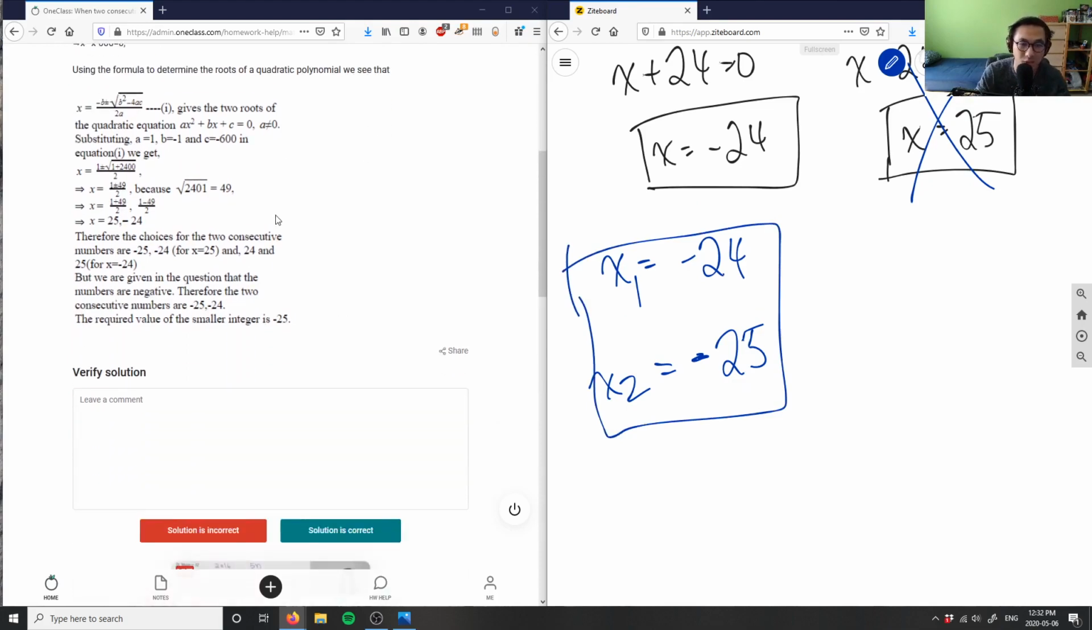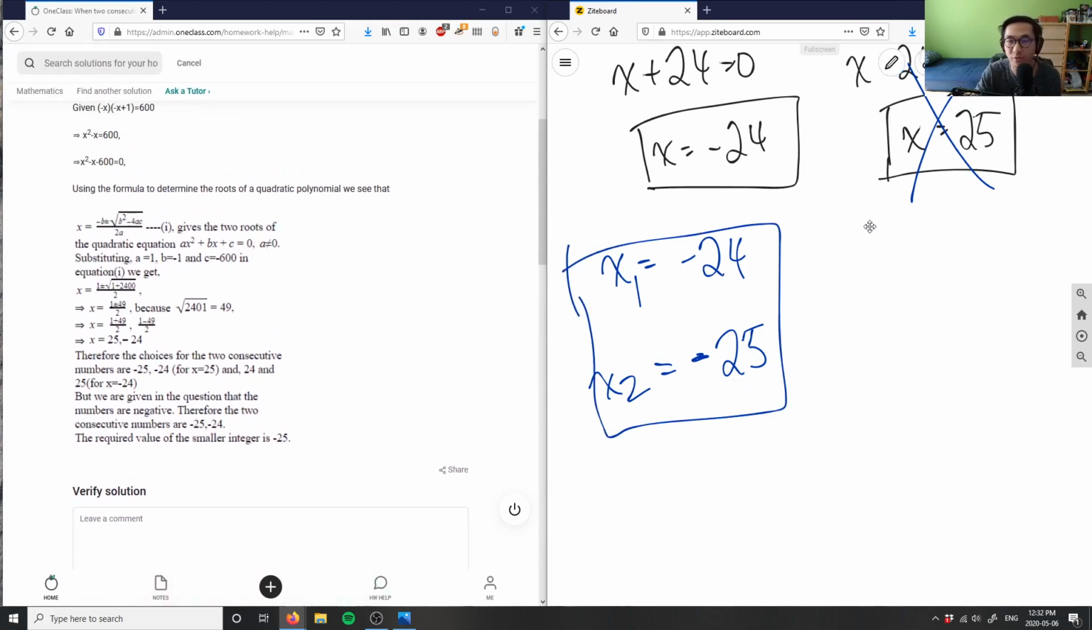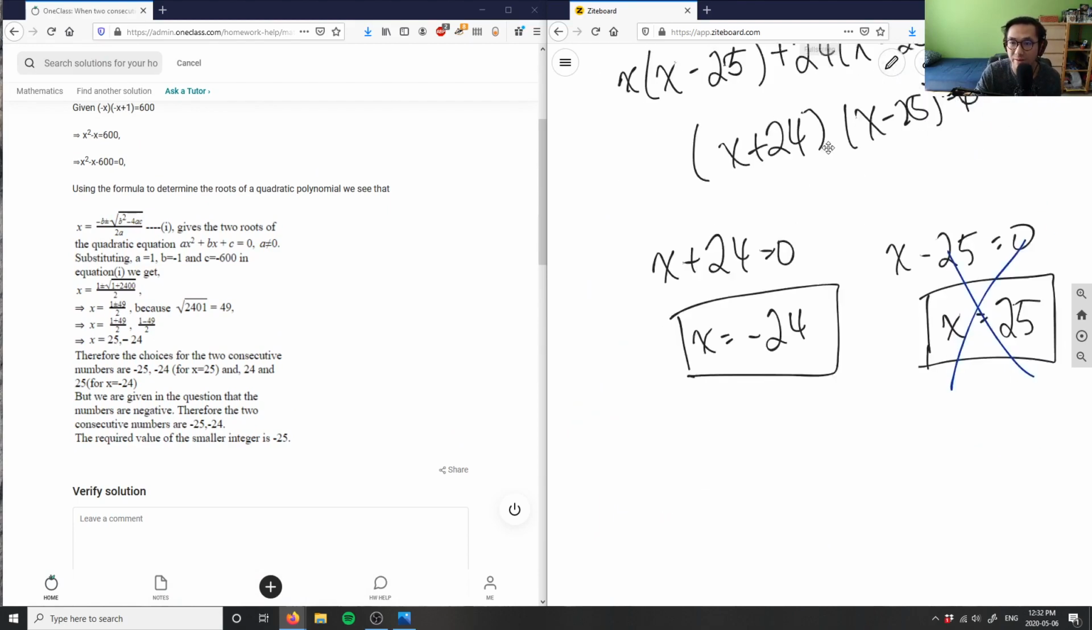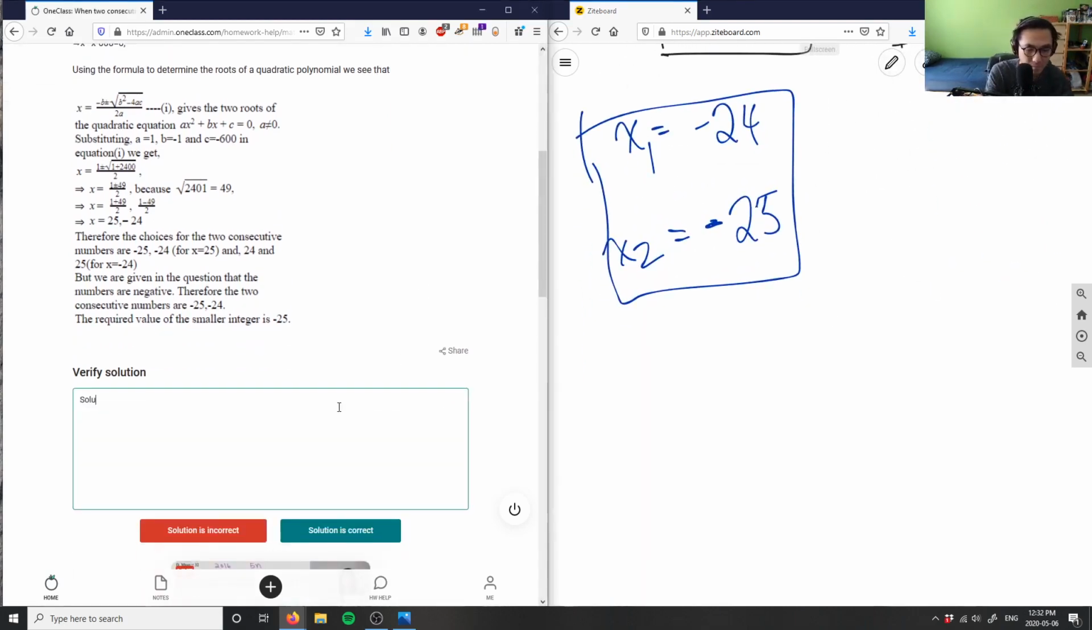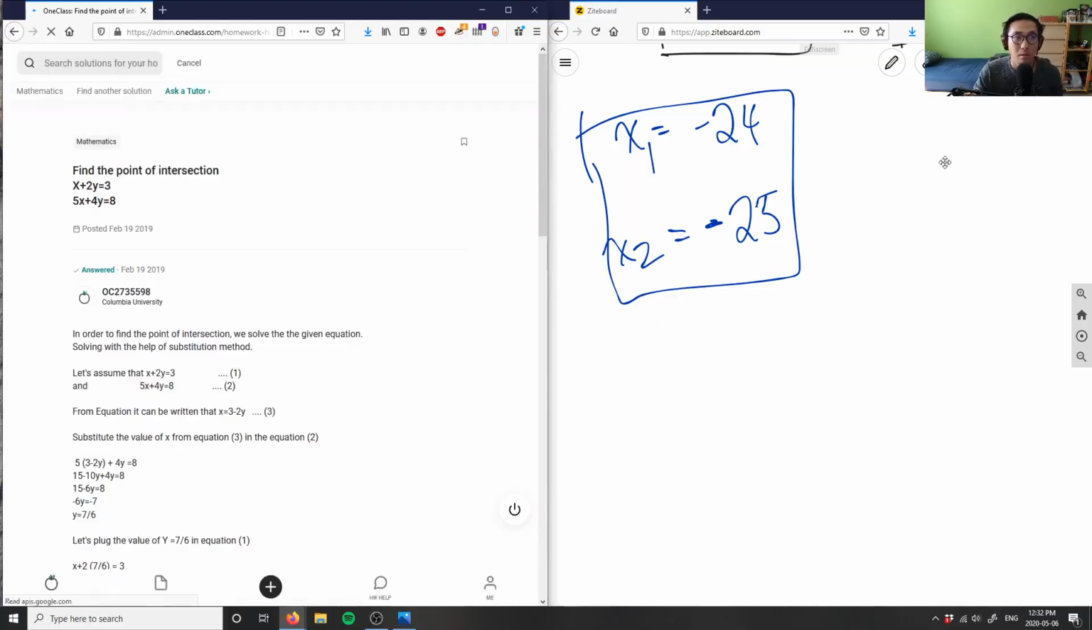They did the quadratic formula. I really didn't want to do the quadratic formula for the sake of time, so I simply factored this out, and I realized that 600 is divisible by 25 here. So the solution is correct. Good analysis here.